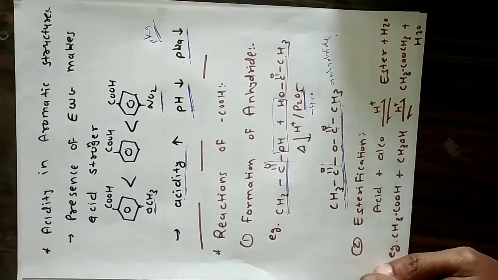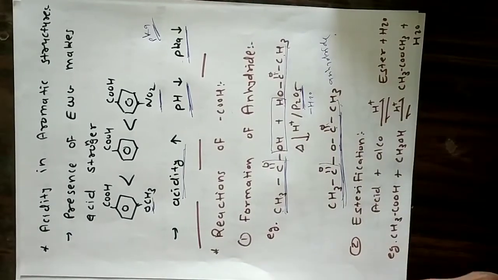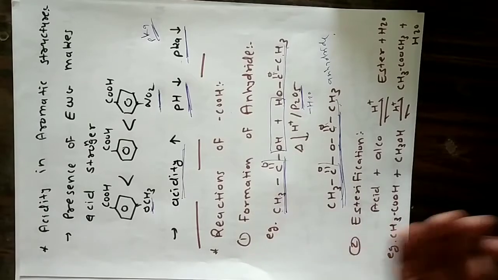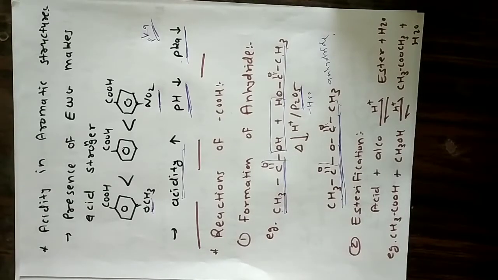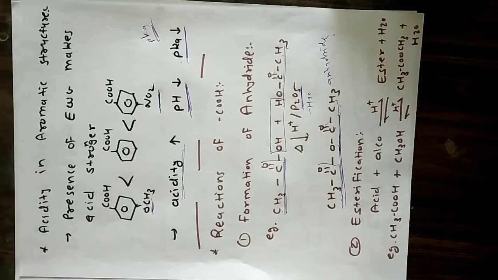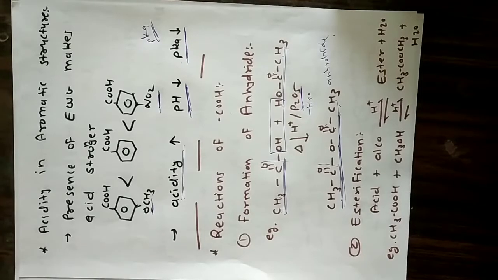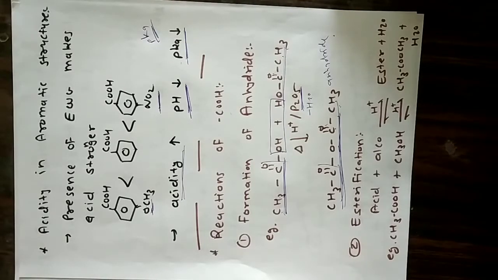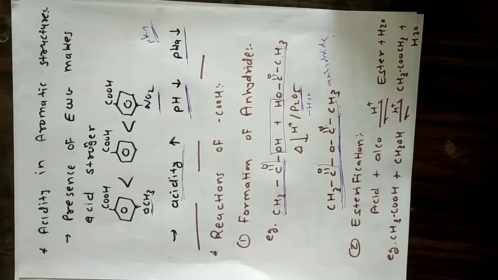Okay, acetic anhydride it is. So in this way you can make anhydride. When two molecules of carboxylic acid combine and lose a water molecule, then anhydride forms.